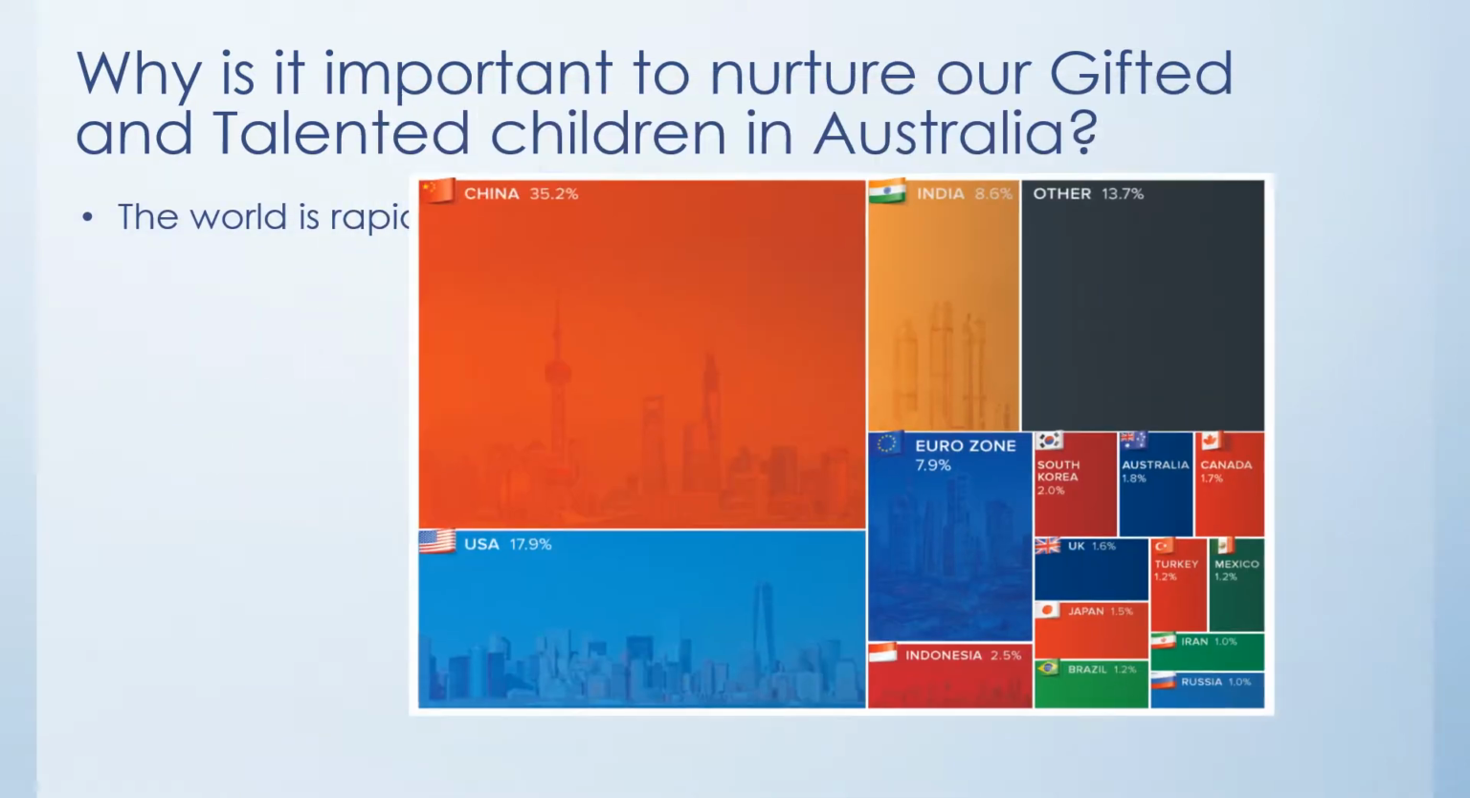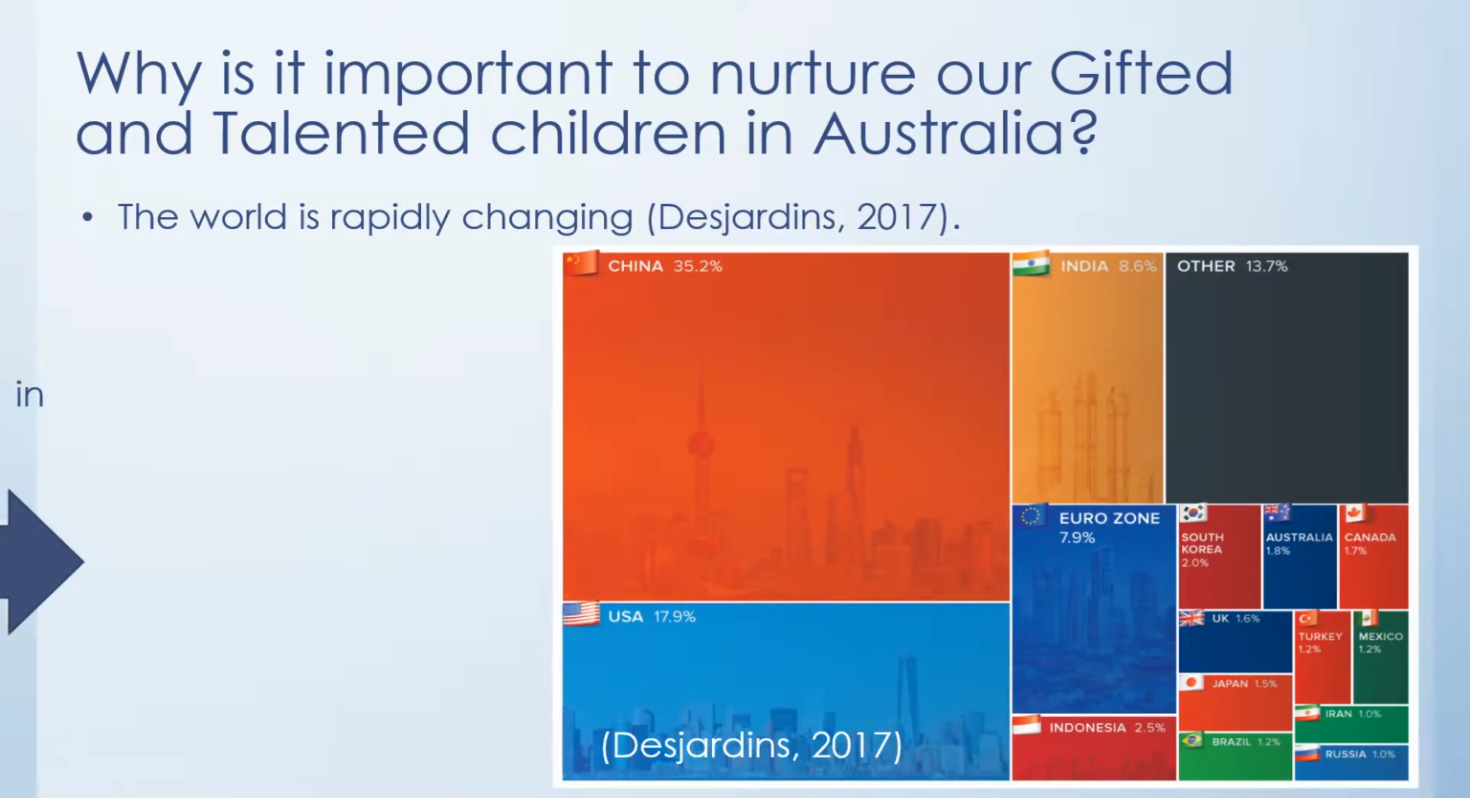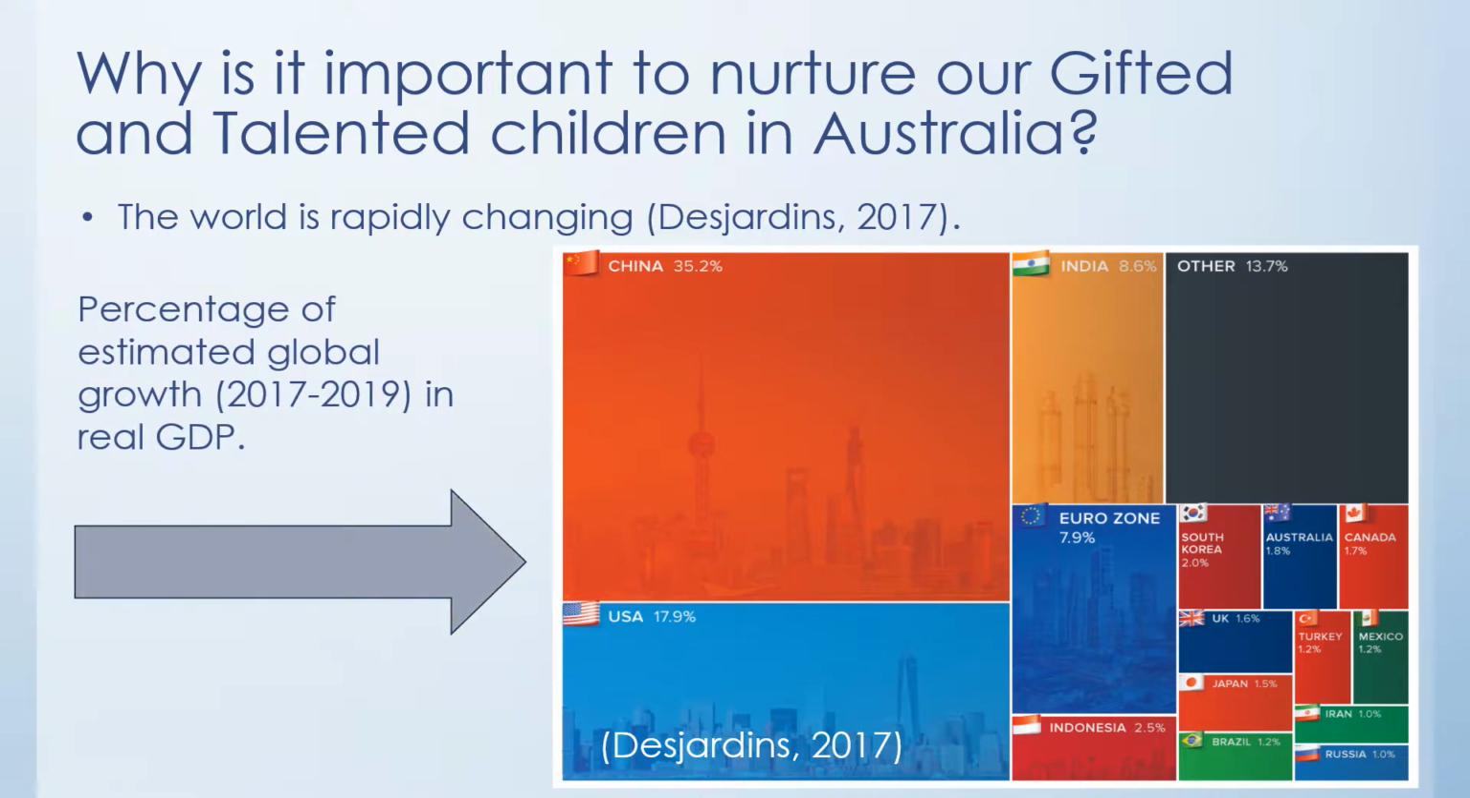Well, the world is rapidly changing, as you can see by this chart, that shows us each country's estimated percentage of contribution to global growth in real GDP, or real gross domestic product, for the 2017 to 2019 period. From this, you can see that China and the US alone account for over half of all economic growth in the aforementioned period. Importantly, if you take a look towards the bottom right of screen, you will see that Australia is sitting at a respectable and competitive 1.8%.